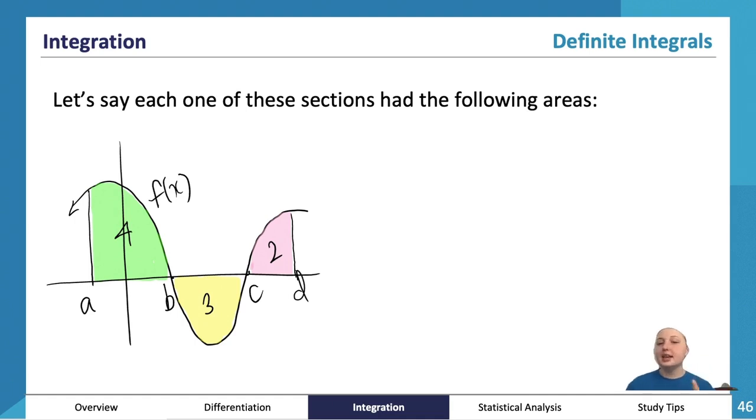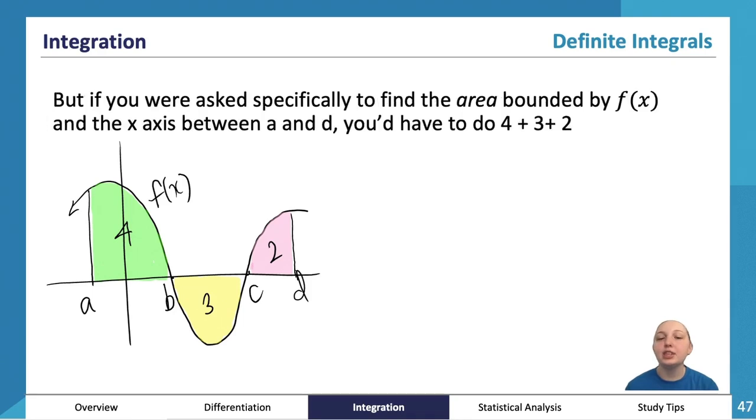Okay, so to help you understand what this has to do with the definite integral, let's say that we've got this curve and this green area has an area of 4, this yellow one has an area of 3, and this pink one is going to have an area of 2. If you were asked to find the area bound by f(x) and the x-axis between the points A and D, what you would actually have to do is do 4 plus 3 plus 2. However, if you were just doing this using your integral symbol, your calculator would consider your negative 3 as negative. It wouldn't account for the fact that you're trying to find area.